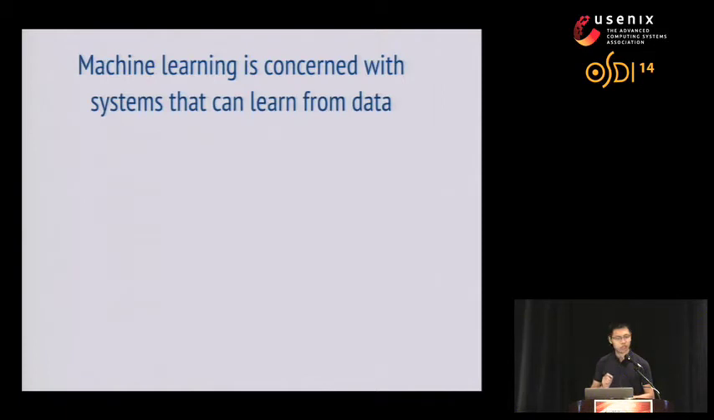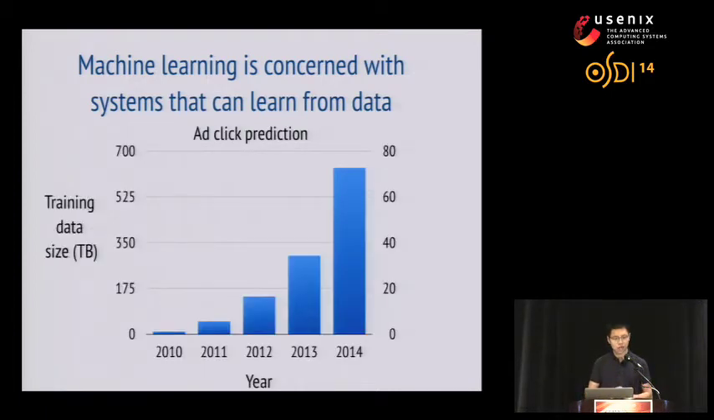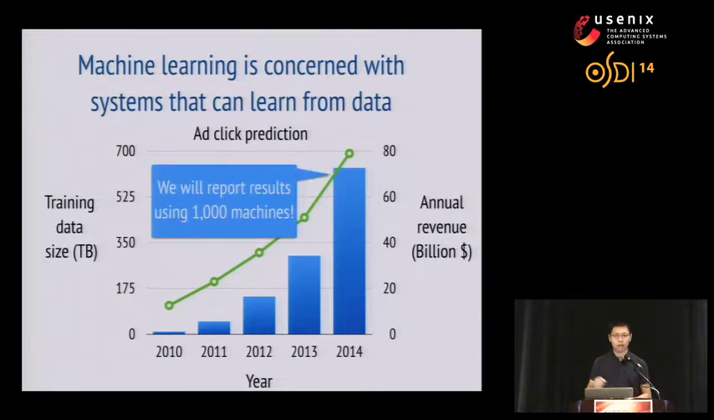Machine learning is concerned with systems that can learn from data. Typically, the more the data, the better the accuracy. This figure shows how the data size has increased for the previous ad click prediction problem over the past years. In 2010, we used less than 10 terabytes of data for this task, but this year, the training data goes to more than half a petabyte. Because the accuracy of this model directly affects the revenue, it's no surprise the annual revenue of this company grows increasingly. In this talk, I'm going to show the result on the largest data set using 1,000 machines. This is by far one of the largest machine learning tasks we know.